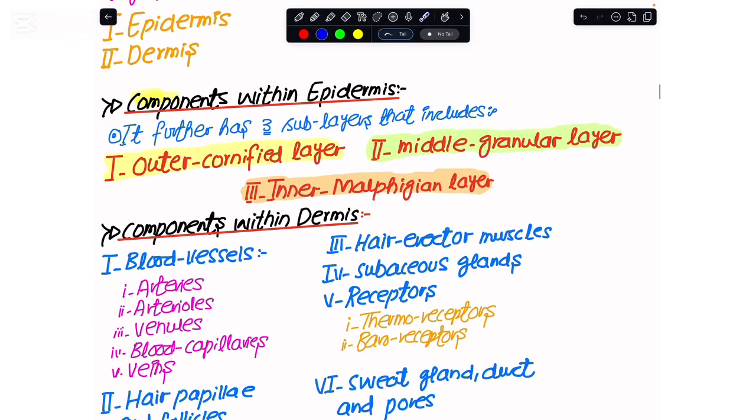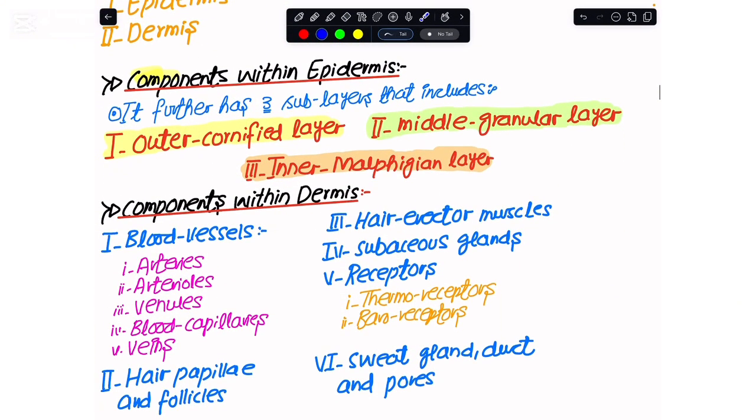Now, if I tell you further what we have within the epidermis and the dermis, the epidermis, being the top layer, has a total of three sublayers: the outer cornified layer, the middle granular layer, and the inner Malpighian layer. For your course, further detail of these layers is not required, but the epidermis has one of the major roles, and that is preventing the entry of pathogens into your body. So we will see it in a while.